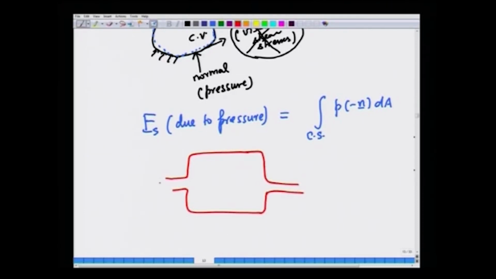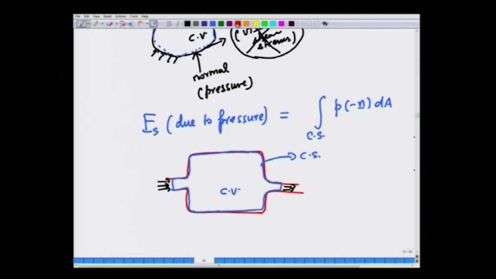You have a fluid coming in like this. So, let the blue line be the control volume. This is, for example, a container in which fluid is coming in and going out. This is a very illustrative simple example. The blue line is the CS, whatever is inside is CV, and let us say fluid is coming in like this and going out like this.